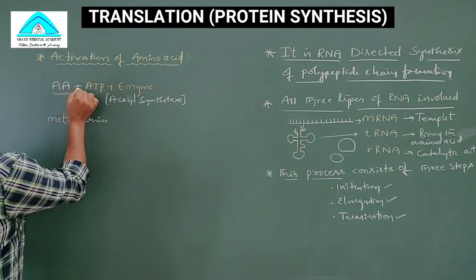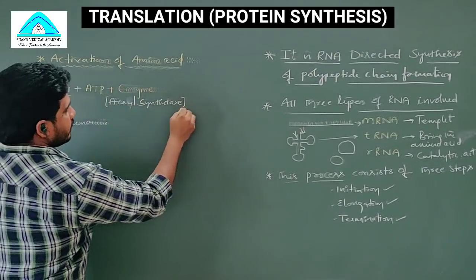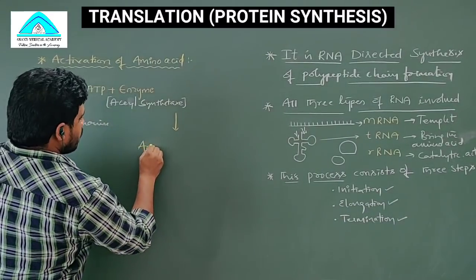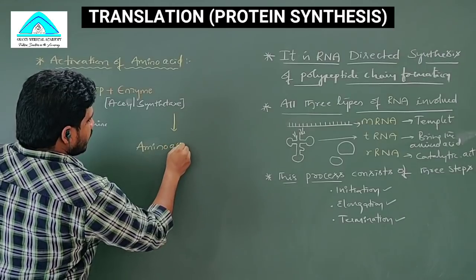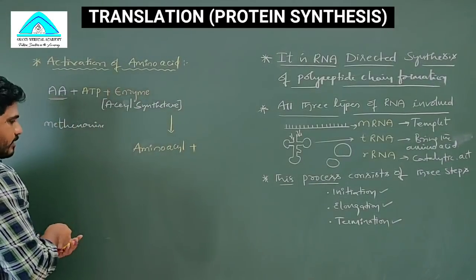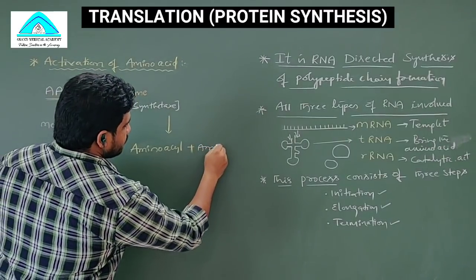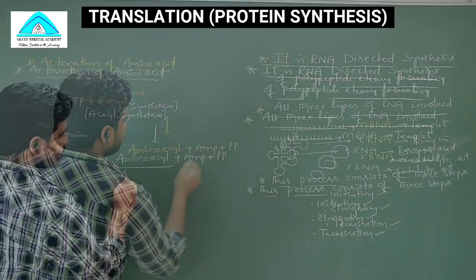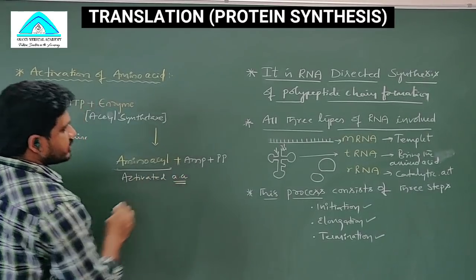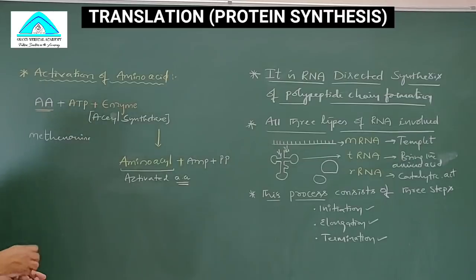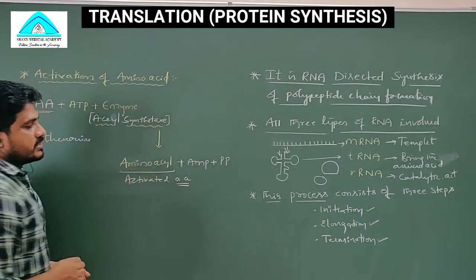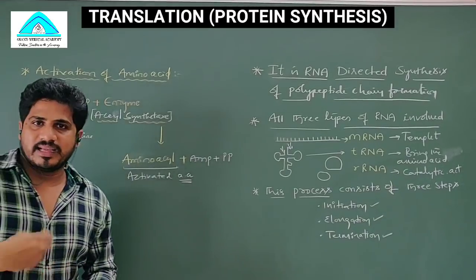So one amino acid plus one ATP plus one enzyme gives an activated amino acid, plus AMP. This is how all amino acids are activated.